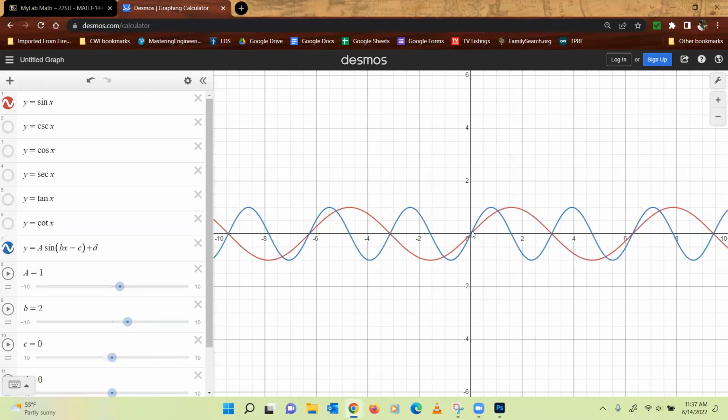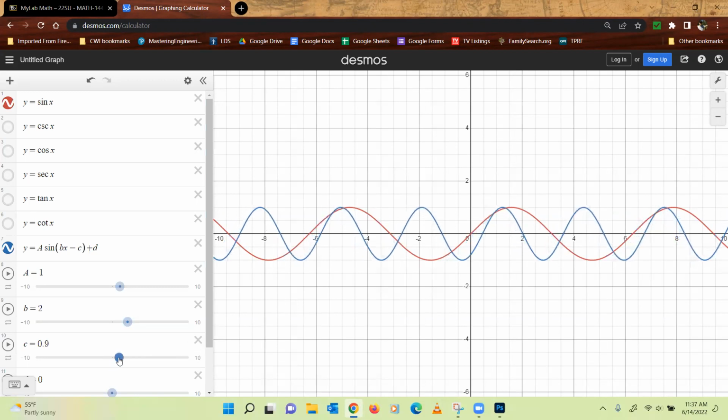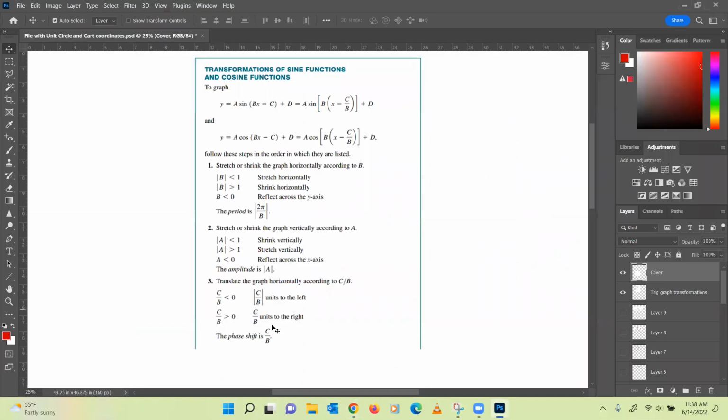But now let's look at where we're crossing 0 at 0 right now. If I move C up to 1, where do we cross 0? We didn't move over 1, we moved over a half. And so that's why it's C over B. That change in our period affects the phase shift. And you don't notice it until both B and C are changed. But when they are, it's very clear that you need to include both of those.